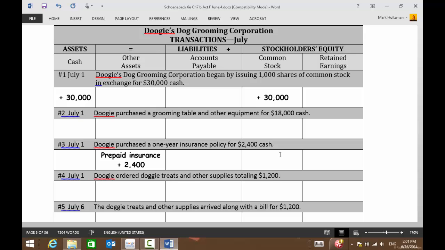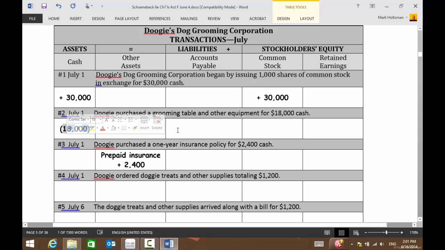So they purchased a grooming table and other equipment for $18,000 cash. So what accounts are going to be affected here? Cash. How is cash affected? It's going to be negative $18,000. I'm going to use an accounting convention here. I'm going to put it in parentheses indicating negative. What other account is going to be affected? Other assets. Yeah, other assets. I'm going to make an account called equipment, which will increase by $18,000. Because you got to keep that balance. You see how it's going to affect 2 accounts?